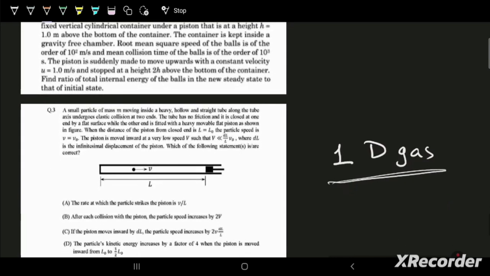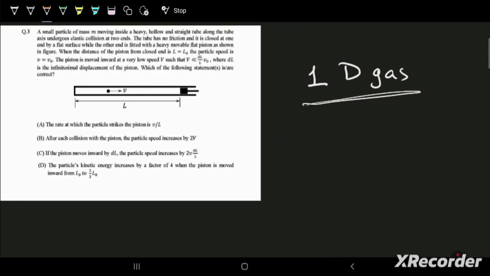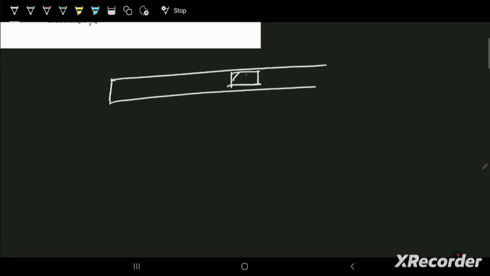So let's get started. The answer to this problem is B and D. Now how can we explain this? Suppose this is my tube and this is my piston. This is the heavy piston and here is my mass.